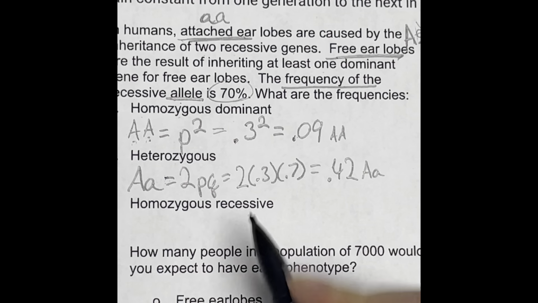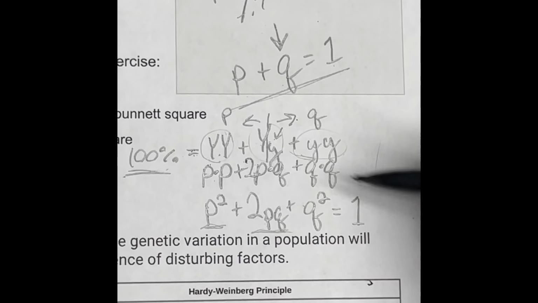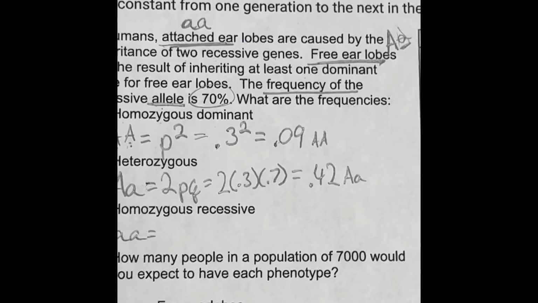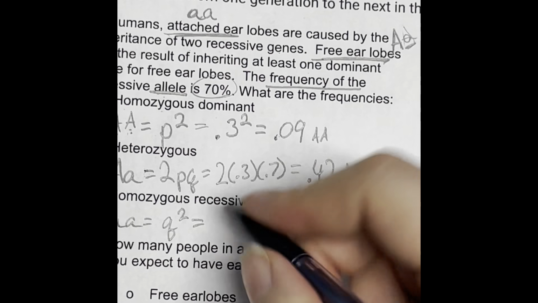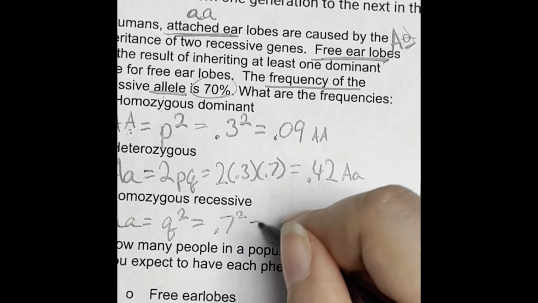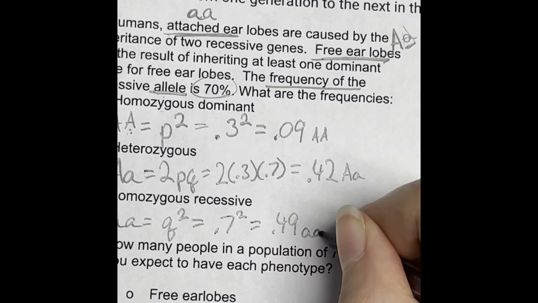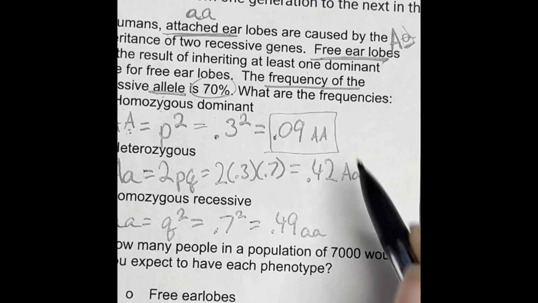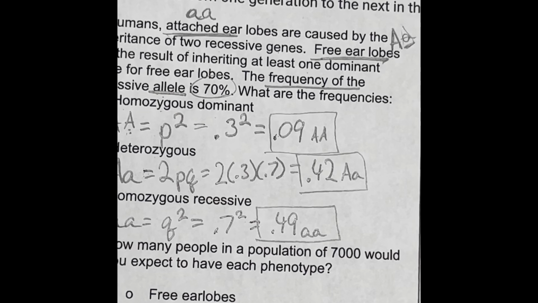Last, we're looking for homozygous recessive. If I look at my Hardy-Weinberg equation, homozygous recessive is Q squared. So I am looking for Q squared. I know Q already is 0.7, so we just need to square it. 0.7 times 0.7 is 0.49, or 49% is homozygous recessive. I can double check my answers by adding these three numbers together, which should equal to 1.